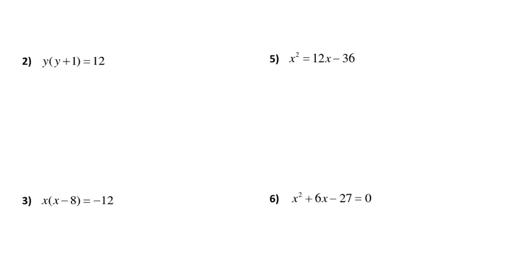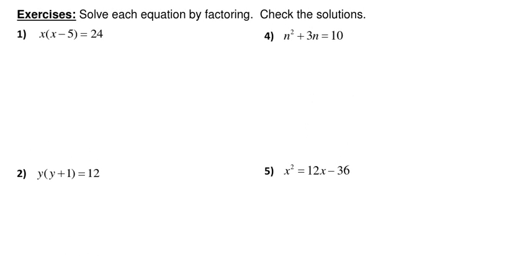In the case of number 4 and number 5, we need to move everything that is on the right side to the left side to leave a 0 on the right side, and then you will do the same thing. You will factor the trinomial that you have on the left side and then apply the zero product rule. The same thing for number 5. Move everything to the left side and then factor and apply the zero product rule.